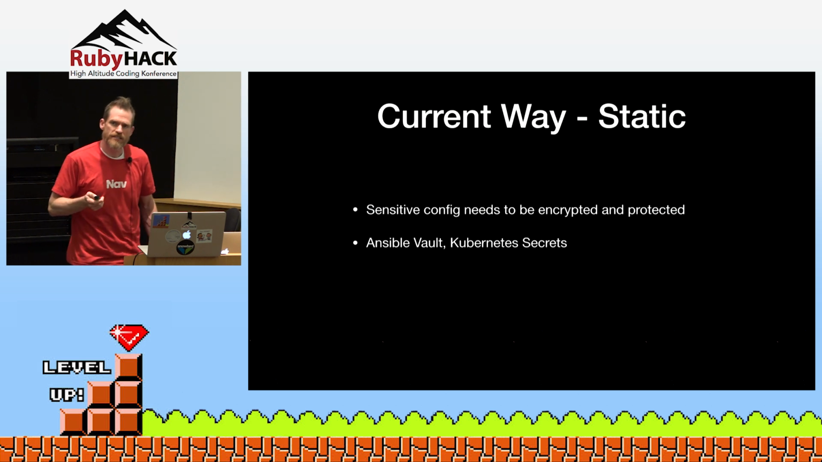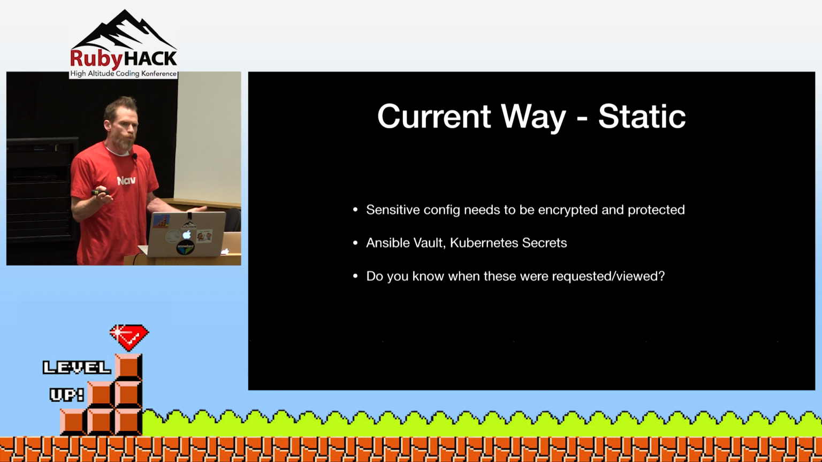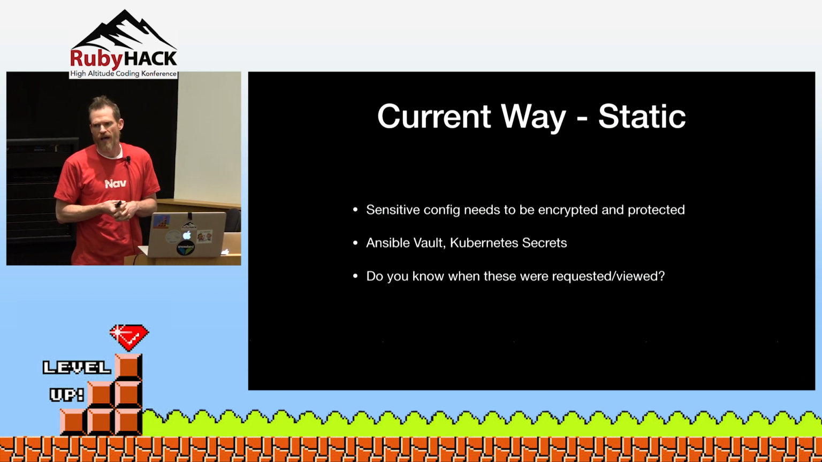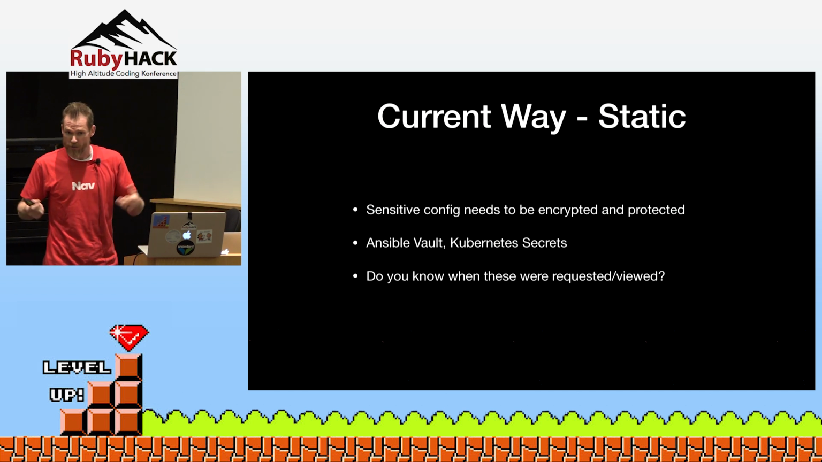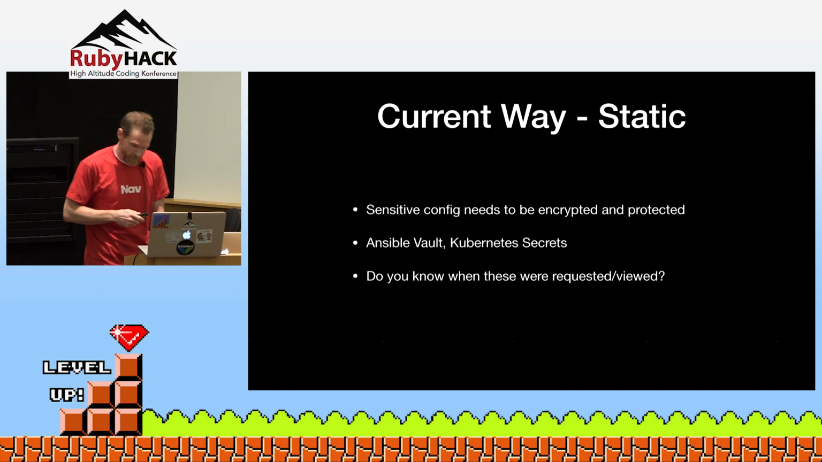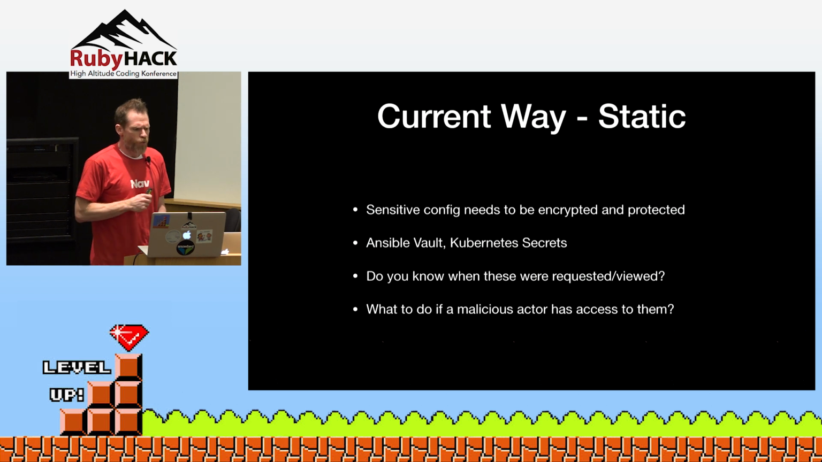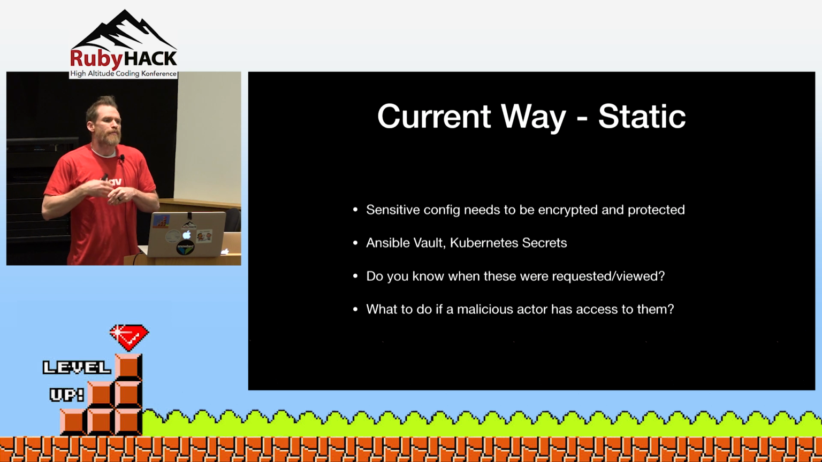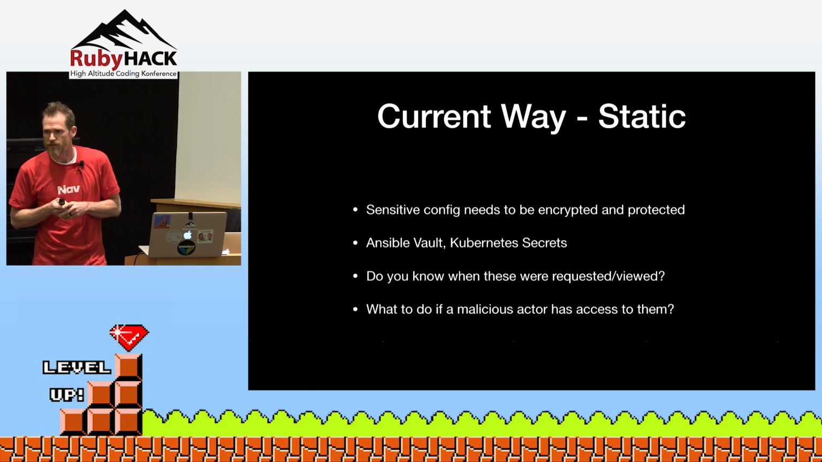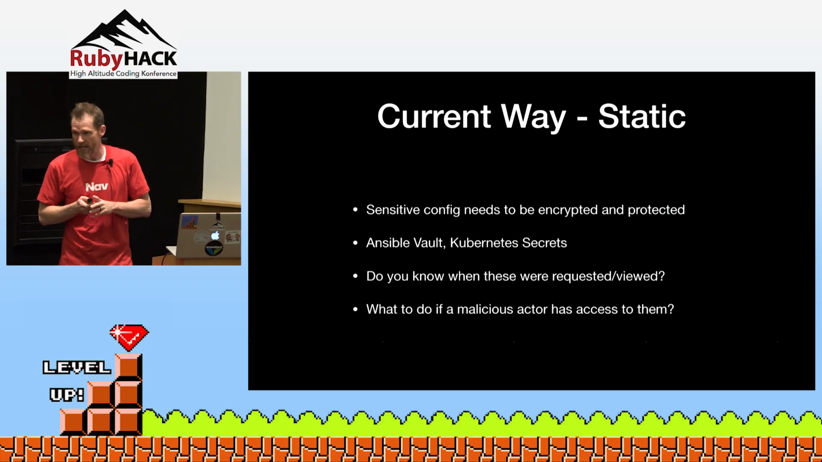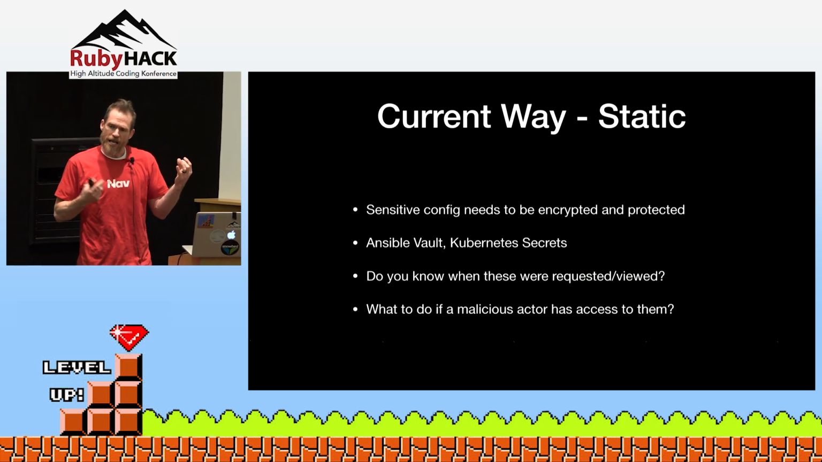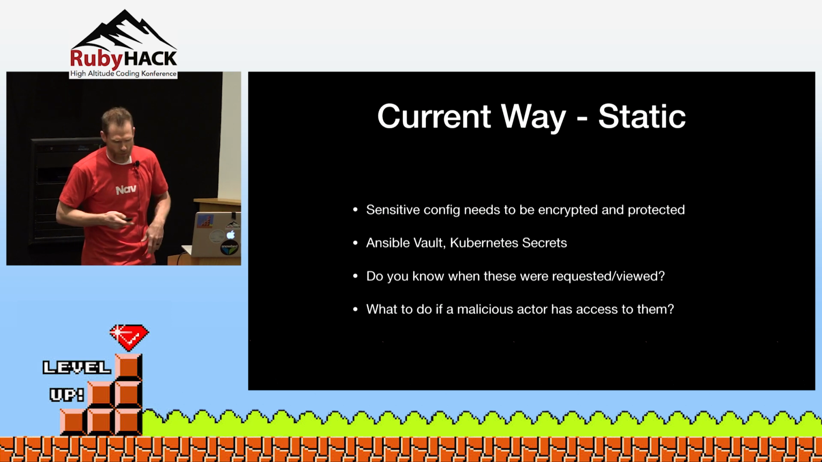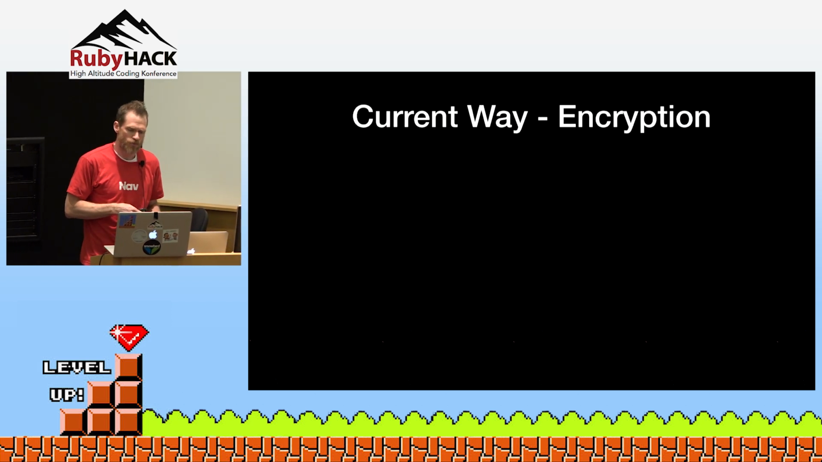But starting to think about these secrets, with any of them, do you know when they've been requested or viewed? That's different across solutions. You may be able to say, yep, we've got an audit log for that. Another thing, what's the process? What would you do if an accidental or malicious actor has access to them? What are they going to be able to do if they've got it and are able to decrypt it? What could happen? We'll talk more about that.